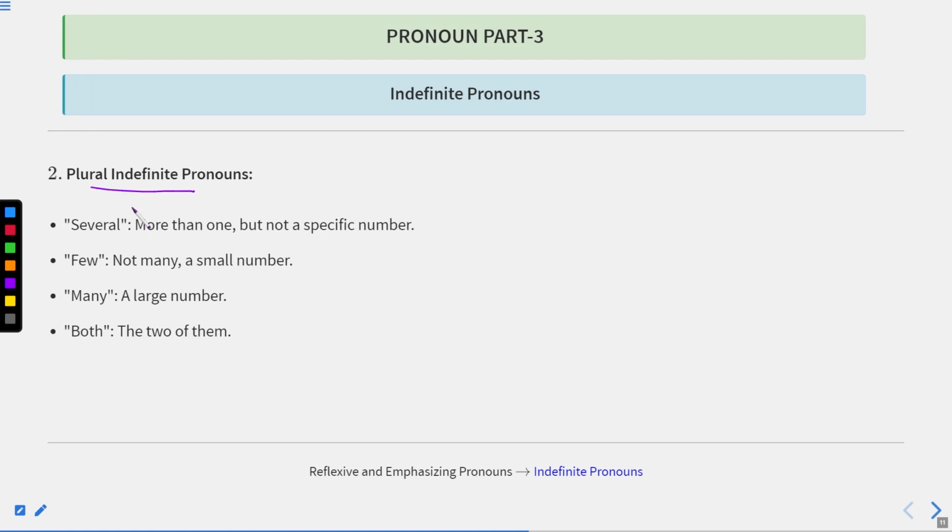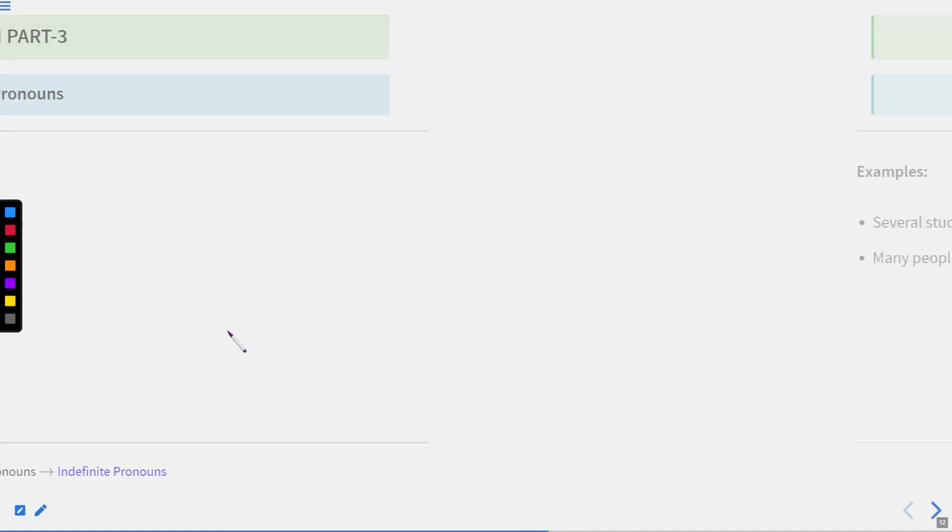Plural indefinite pronouns. Now there are several indefinite pronouns which are always plural. For example, several. Now several can be any number, but we cannot say that it is a fixed number. If I say all, both, many, few, these are always plural. Few means not many, a smaller number. It is basically equivalent to zero. We use few, or a few, for something which is a smaller number. Many, a large number. Both, the two of them.